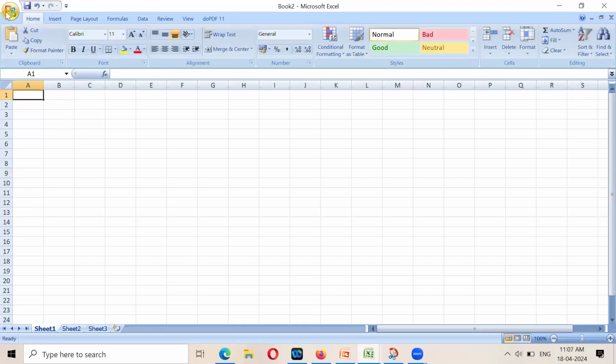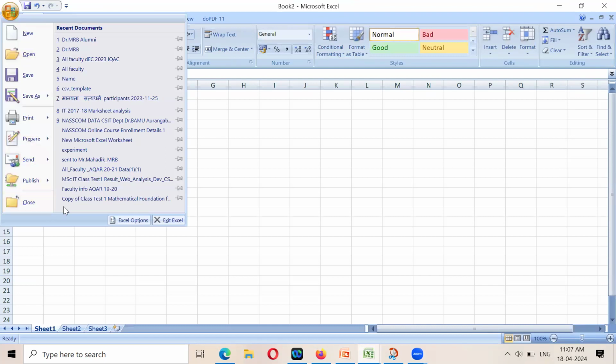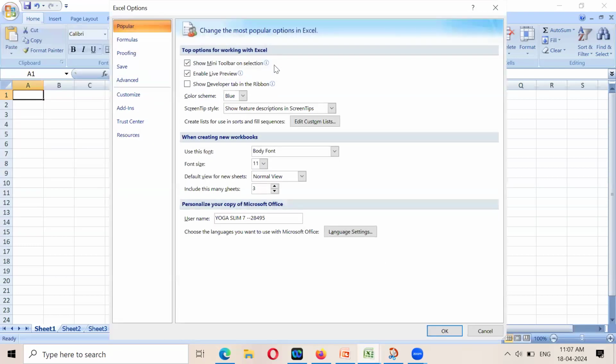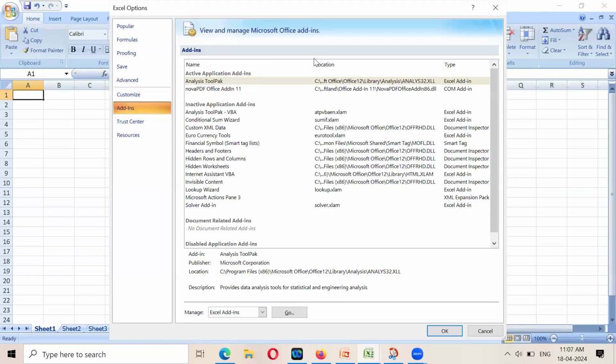Okay, so just go to the File menu. In that you will have the Excel Options. Now, your interface will be a little different as per the version of MS Office that you are using on your systems or laptop. So here, go to File, go to Options. Sometimes you will only see Options, but here you can see Excel Options. Click on Excel Options, and on the left side, click on Add-ins.